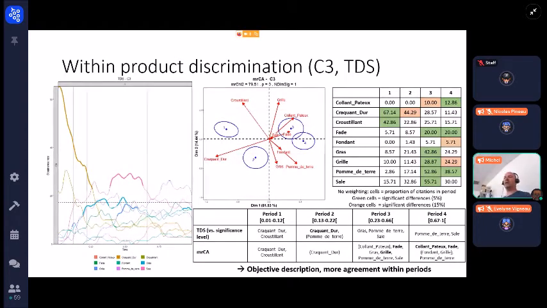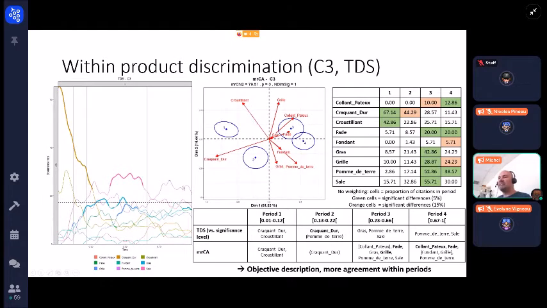So if I come back to my TDS curve on the left, we can now have a multidimensional representation with MRCA. And as Benjamin showed previously, you can summarize this multidimensional map in a table that should be interpreted by row. The first line tells us that the descriptor hard is very important in period 1, and not very important in period 4. If we read the second line, the descriptor hard has been the most cited in period one, as well as crispy, and so on. Green cells are the significant tests per cell, as introduced by Benjamin.